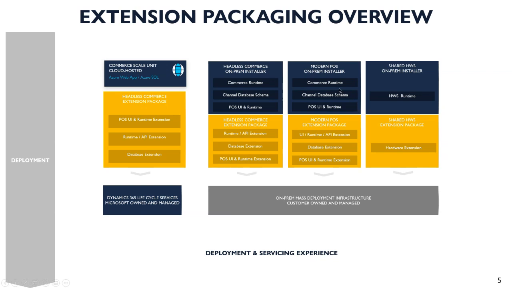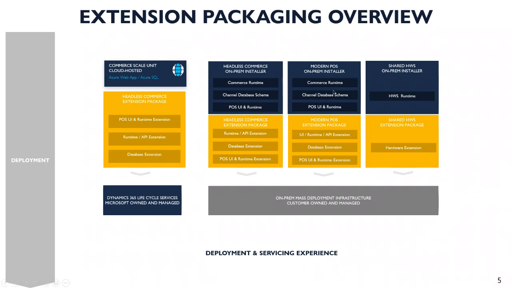So from on-prem, there are three main packages. One is the cloud scale unit self-hosted, as we call it, where instead of cloud, you're going to install it locally. So it will contain your Commerce runtime extension, your database extension, and the API extension. The next slide will do a deep dive on the different components, but this is the first main on-prem component where you can do a CSU self-hosted.